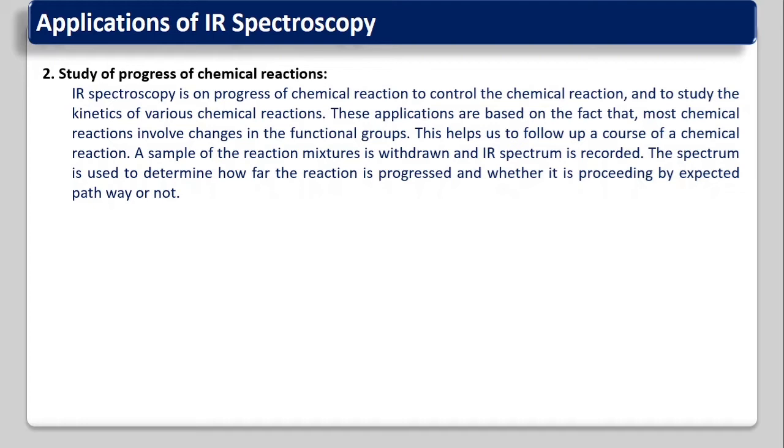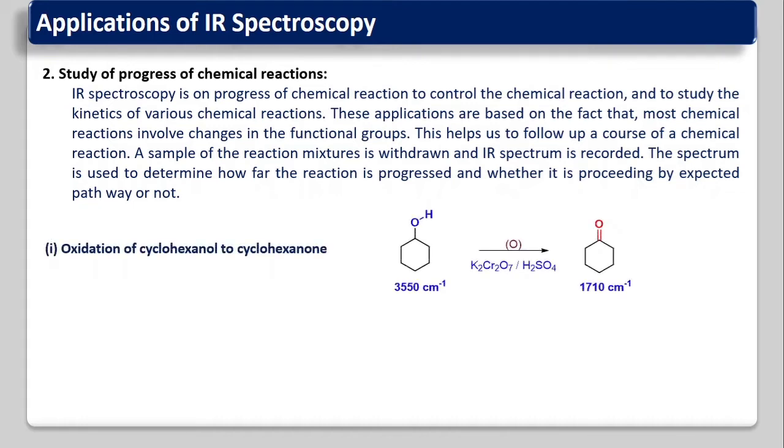The spectrum is used to determine how far a reaction has progressed, whether it is proceeding by the expected path or not. So IR spectroscopy can be useful for controlling chemical reactions, to study the kinetics, and to check whether our reaction is proceeding or not. For example, the oxidation of cyclohexanol to cyclohexanone.